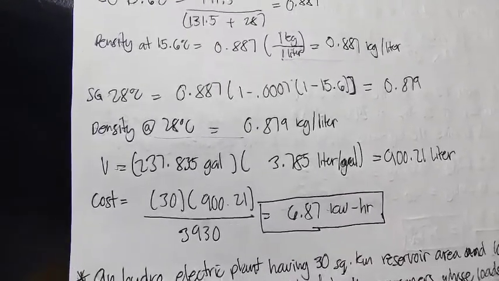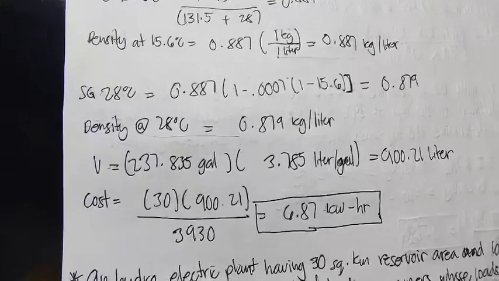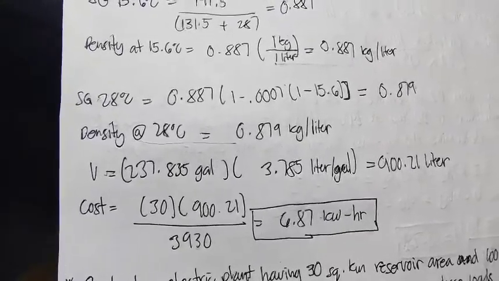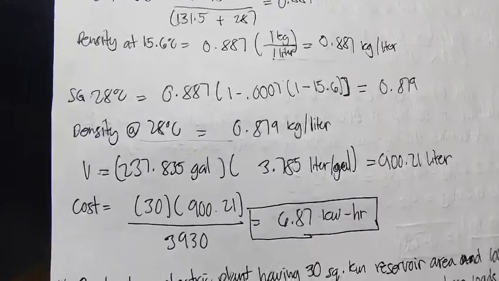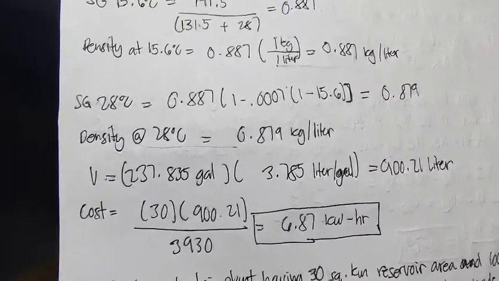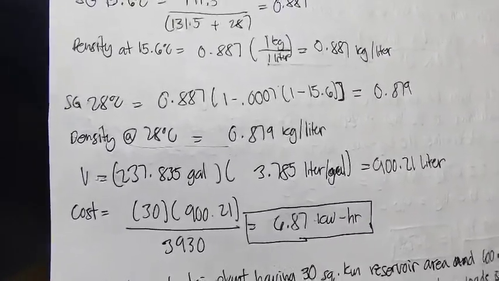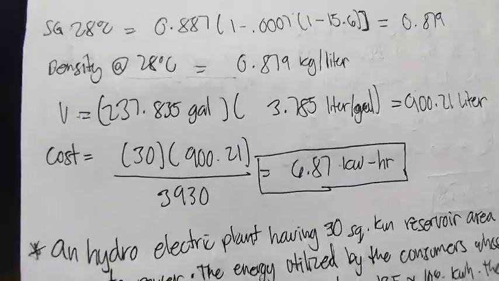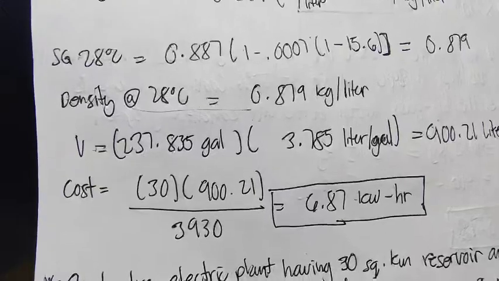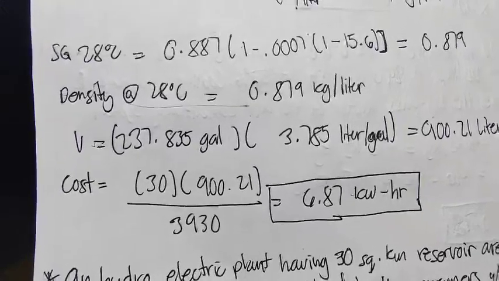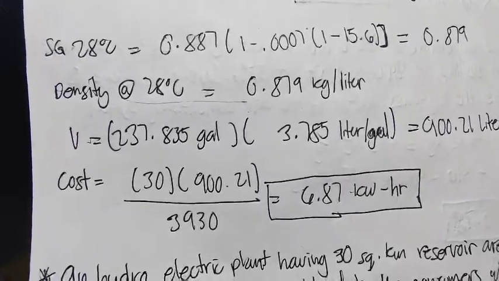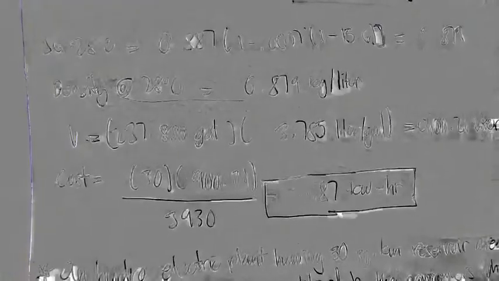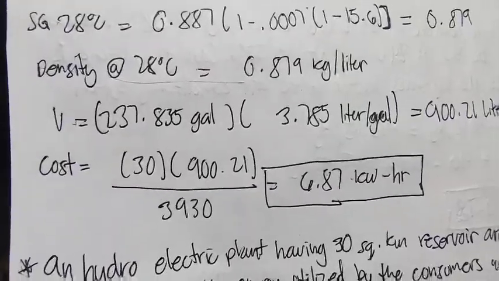So let's start with the V. So V will be 237.835 gallons times 3.78 liter per gallon is equal to 900.21 liter. So let's solve the cost. So the cost is 30 times 900.21 over 3930, which will be 6.87 per kilowatt hour, the final answer.